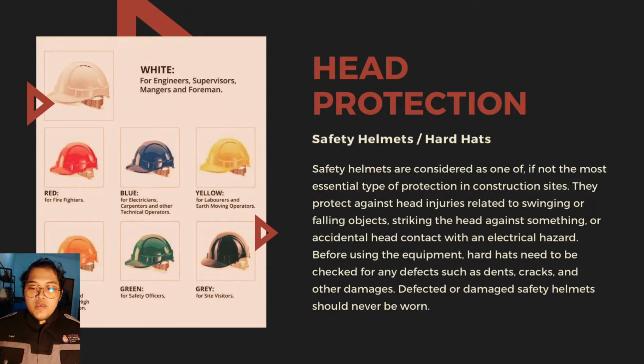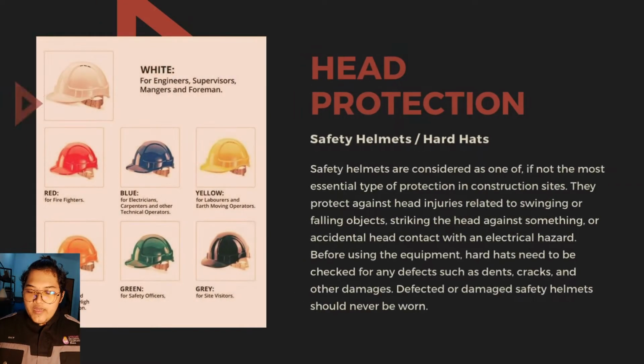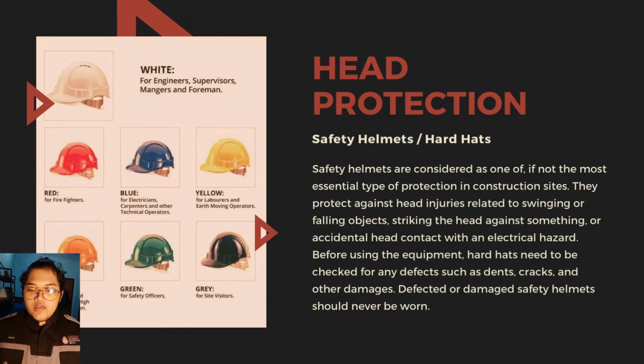Safety helmets come in various colors. The white safety helmet is used for engineers, supervisors, managers, and foremen. The red color is used for firefighters, the blue for electricians, carpenters, and other technical operators. The yellow safety helmet is used for laborers and earth-moving operators. The brown safety helmet is used for welders and workers with high heat application. The green safety helmet is used for safety officers, and the grey safety helmet is used for site visitors.